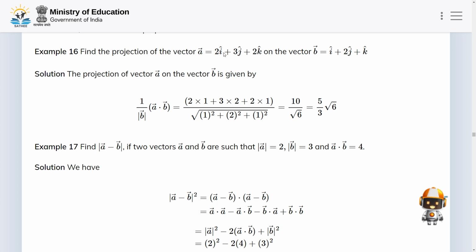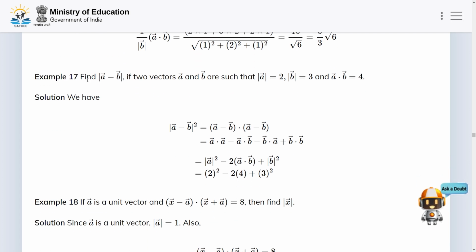Okay. Now the dot product of A and B will be 2, 6 and 2. Add them, you will have 2, 6, 2 means 10. So the numerator will be 10 and the denominator will be the magnitude of B, which is root 6, as you can see. So 5 by 3 root 6. Clear? Okay. So your projection of vector A on vector B will be this.